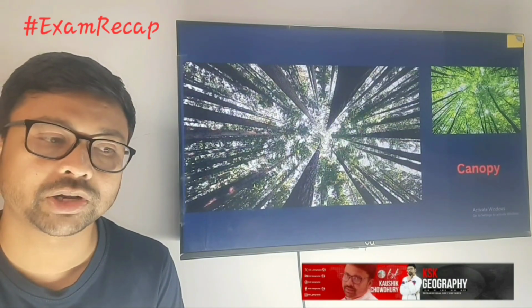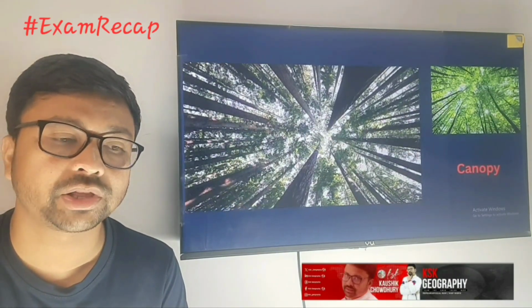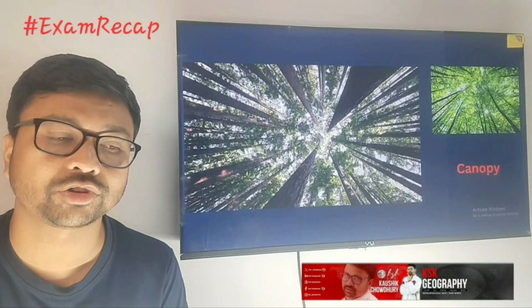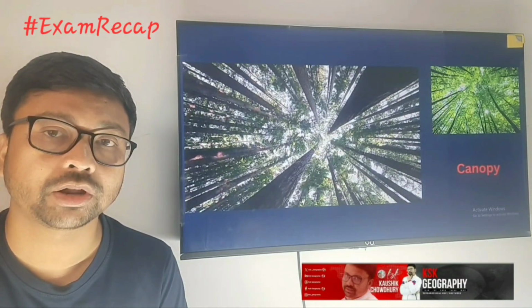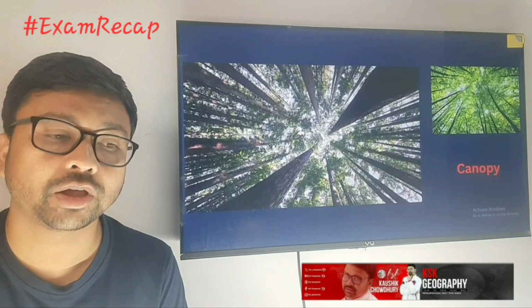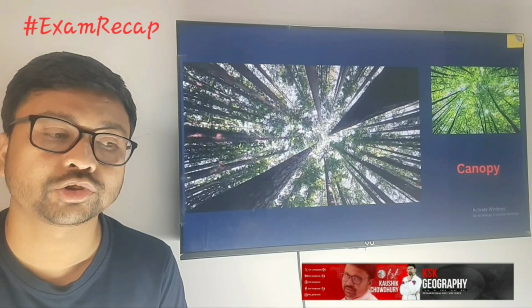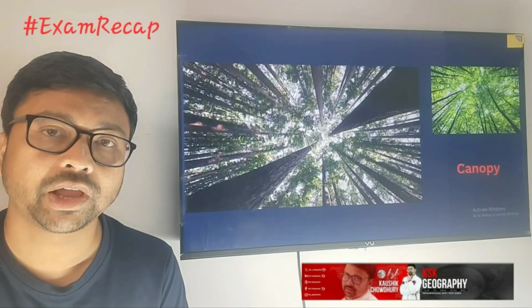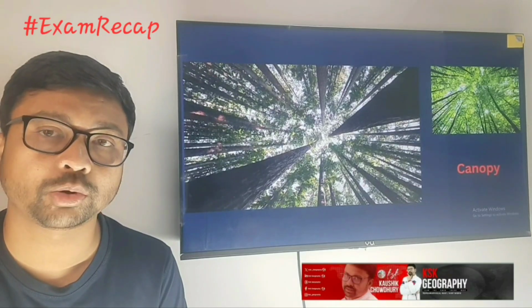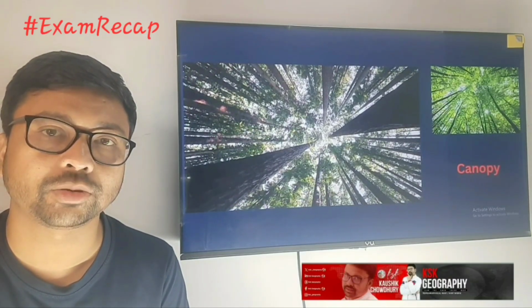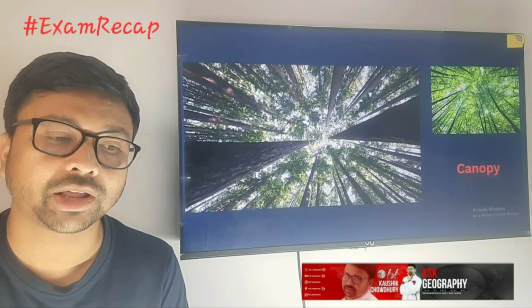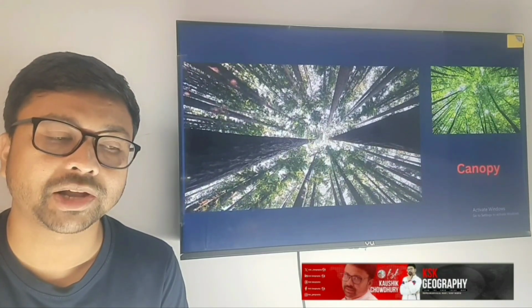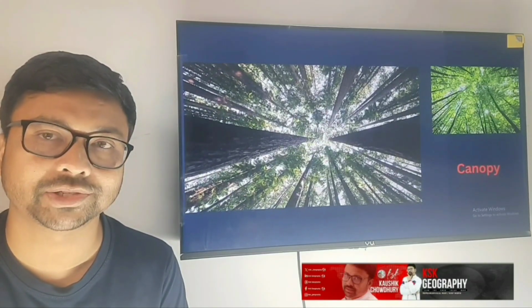Next one, this is the canopy. So what is it? Canopy means the trees in the evergreen vegetation will be so tall that at the topmost layer all the branches join together and make a layer. The layer will be so thick that sunlight will not be able to reach the surface area. That time it is called canopy. There will be multiple layers in that vegetation.